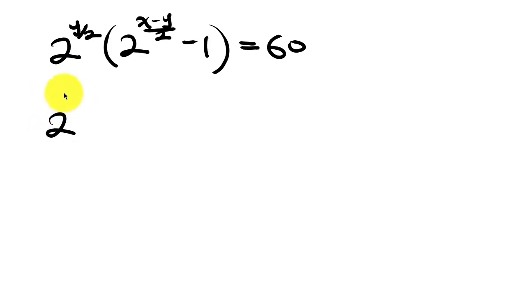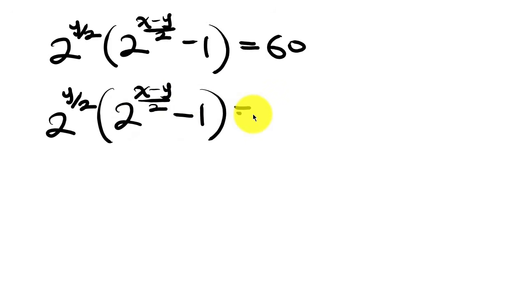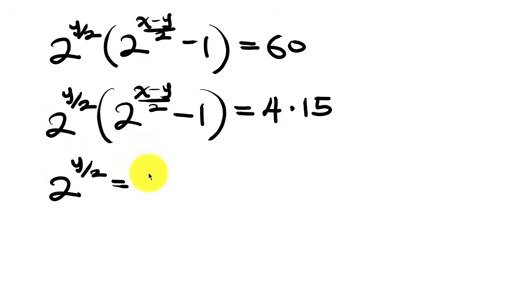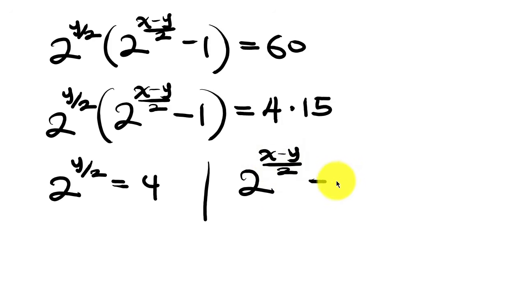So we have 2 to the power of y over 2 times 2 to the power of x minus y over 2 minus 1 is equal to, now 60 is the same as 4 times 15. Very good. 4 is even multiplied by 15, which is odd. So that means we have two cases. We have 2 to the power of y over 2 to be equal to 4. And we have this expression, which is 2 to the power of x minus y over 2 minus 1, to be equal to this 15. Now let's solve these cases one after the other.